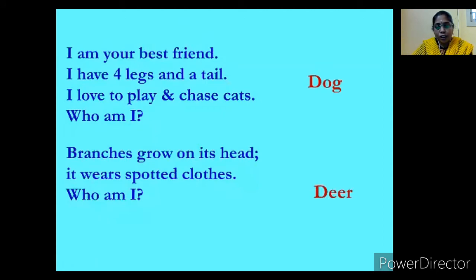Branches grow on his head. It wears spotted clothes. Who am I? Deer.